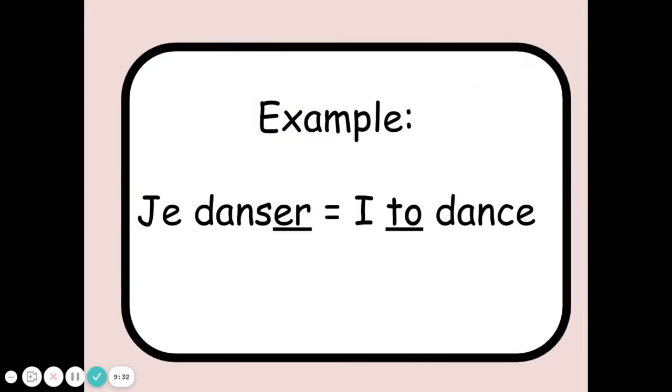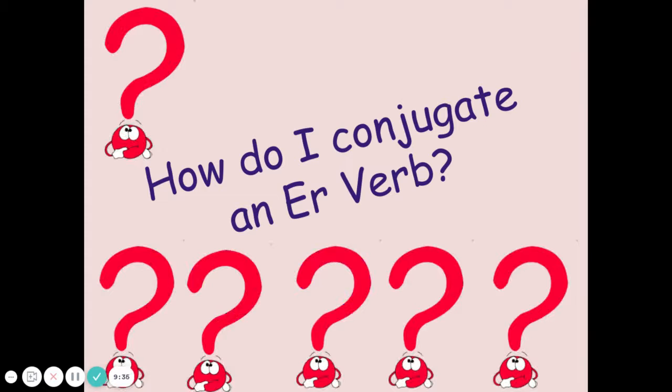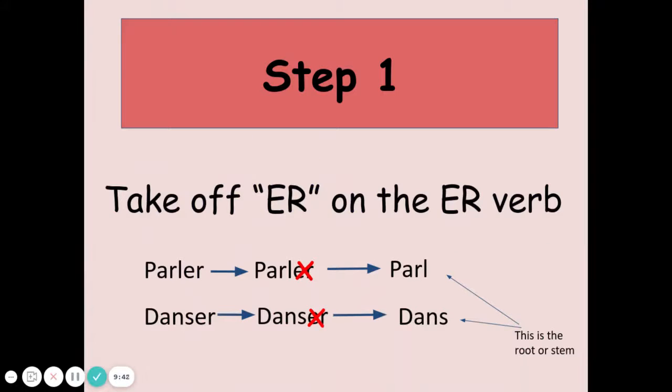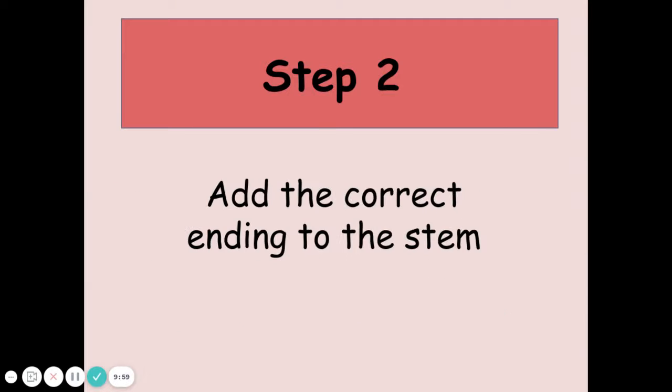So step one is taking off that ER. So how do I conjugate it? You've got to stop and think. What do I have to do? Step one, take off the ER. So you have parler, to speak, danser, to dance. We take away that ER, we cross it off, and you're left with the root or the stem, P-A-R-L or D-A-N-S. That is called the stem.